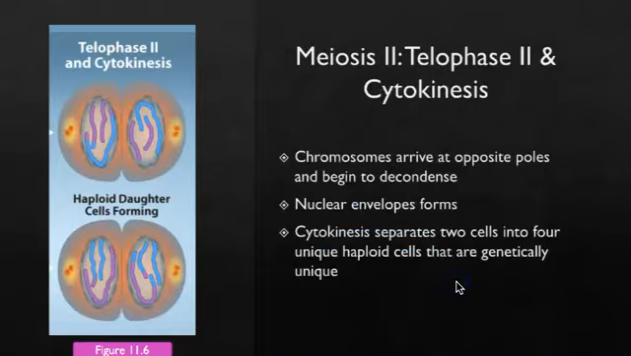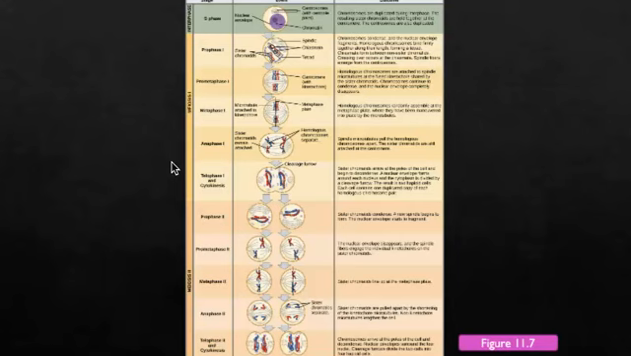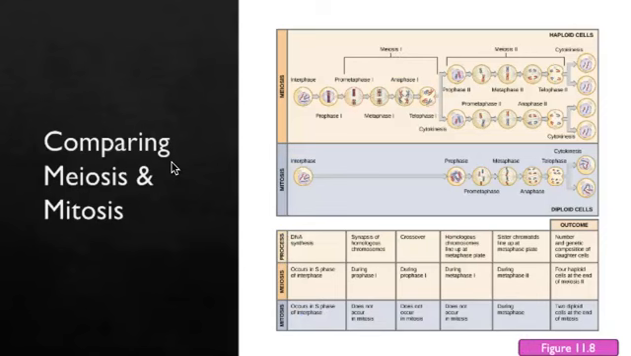And then we'll move into our other phases, which I already described, and we'll see that we have our 4 genetically distinct haploid cells. And this is just a figure that helps to summarize all of the processes in interphase, meiosis 1 and meiosis 2. I will let you look this over as a study aid. And here is a nice table that compares meiosis and mitosis, along with some text to kind of guide you through.